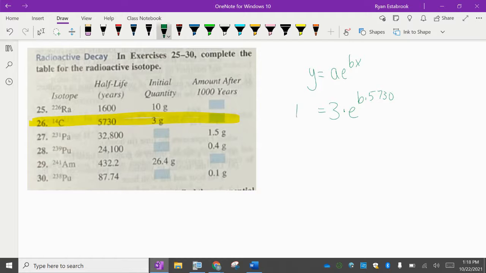Say it again. I don't see 1.5 written over here. How'd you get that? Half of 3. Because it's half-life. Half of the 3 is 1.5. So we need to solve for B.